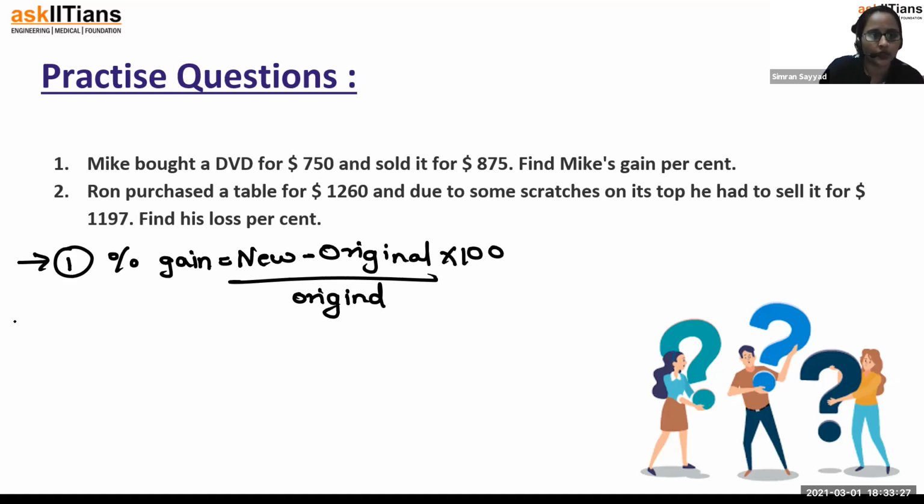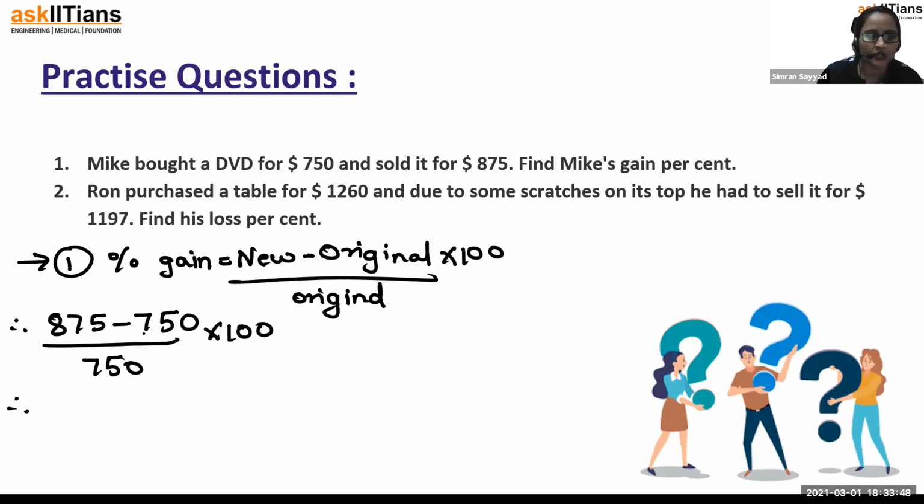Perfect. So what was the new one? When he sold, what is that? It is 875, minus 750, which is the original one. And what is the original again? 750, into 100. So when you subtract 750 from 875, you get 125 upon 750 into 100.